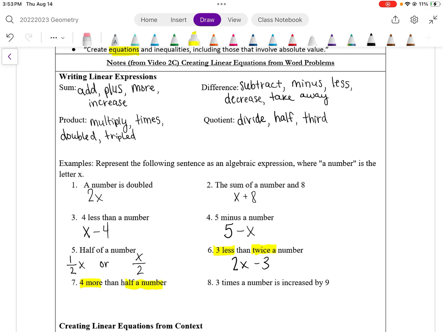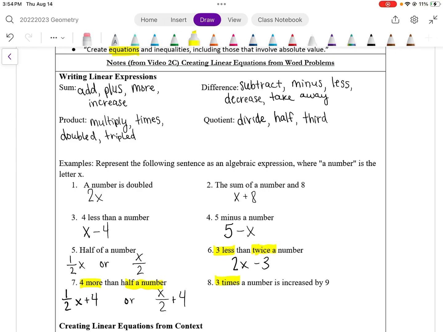4 more, that means adding, than half a number. So if you look at the one right above it, we already did half a number. You could either do 1/2 x, or you could do x over 2. That's half a number. But we're also doing 4 more, so that means we're going to add 4 to it. Either of those work.